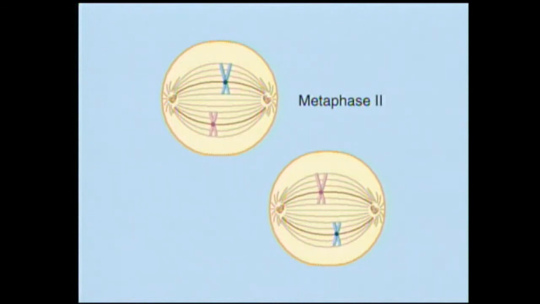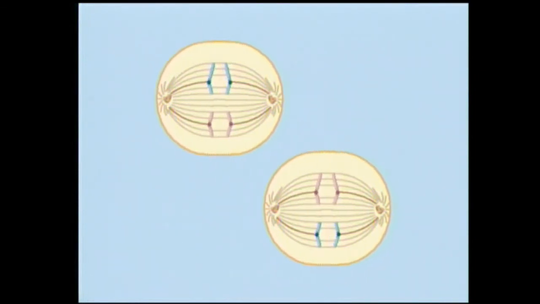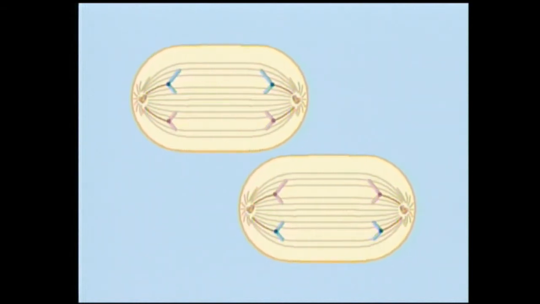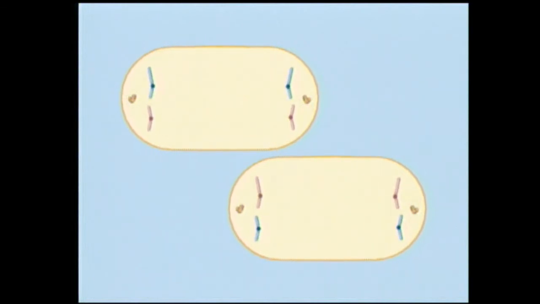During metaphase II, the second phase of meiosis II, the chromosomes line up in the center of the spindle. In anaphase II, the third phase of meiosis II, the centromeres of the sister chromatids separate, and the sister chromatids of each pair move toward opposite ends of the cell. Each sister chromatid is now an individual daughter chromosome.